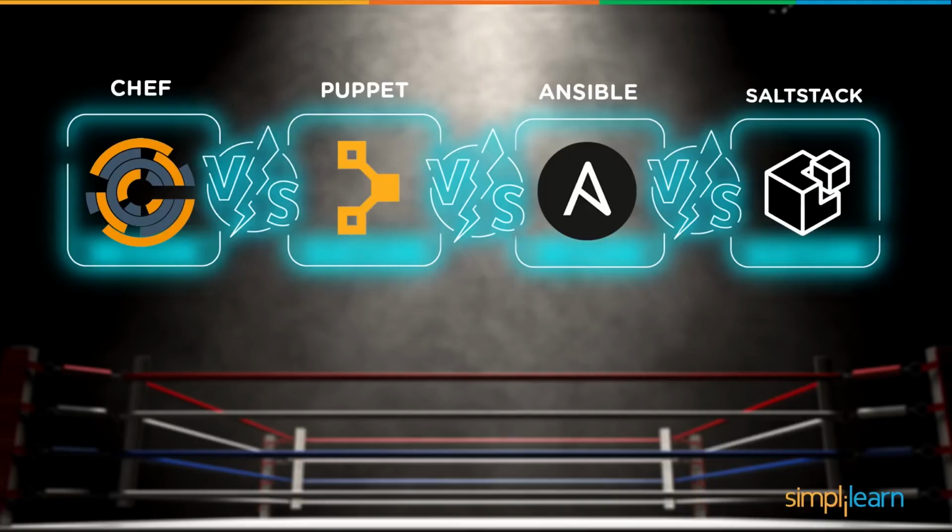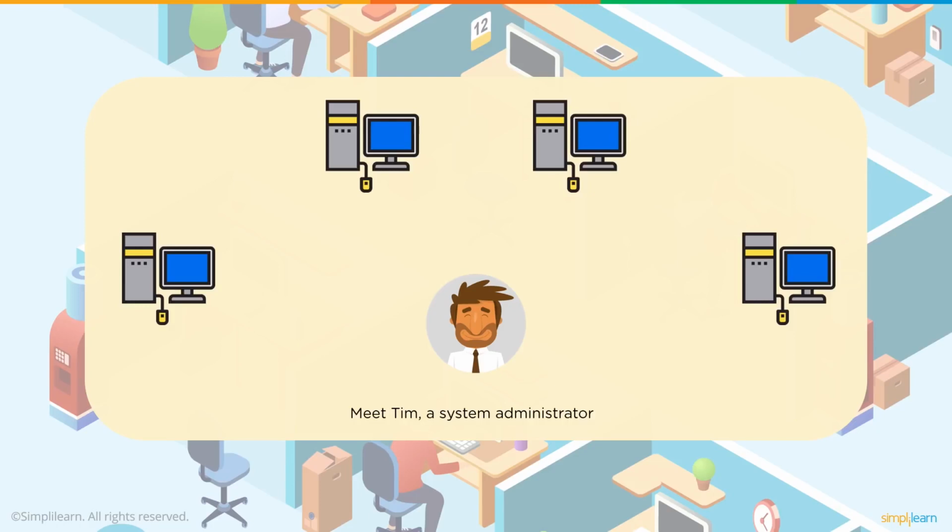Today we're going to go through a real tough battle. We're going to decide which is better for your operations environment. Is it Chef, Puppet, Ansible, or SaltStack? All four are going to go head to head. So let's go through the scenario of why you'd want to use these tools.